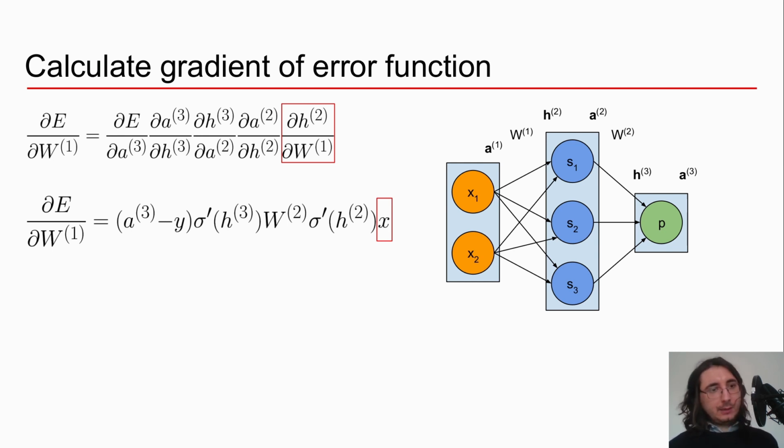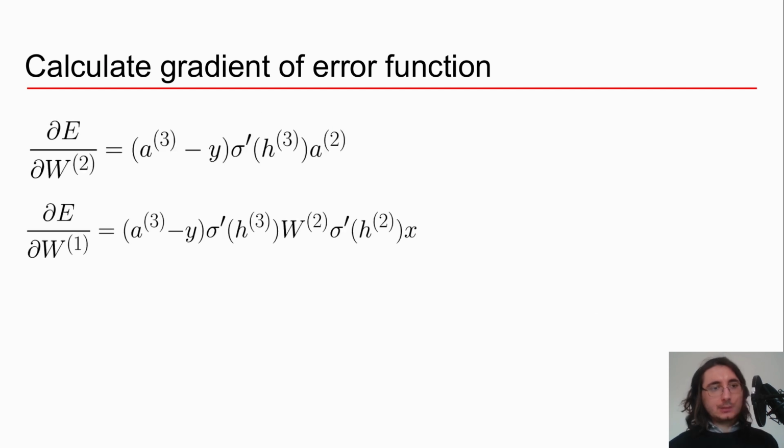Excellent. So now we have all the elements for our gradient, which are the derivative of E with respect to W2 and the derivative of E with respect to W1. Do you see a pattern emerging here? Yeah, I guess you can see something. Look at these 2 elements here, A3 minus Y multiplied by the first derivative of the sigmoid function calculated in H3. They are the same as the ones we have here.